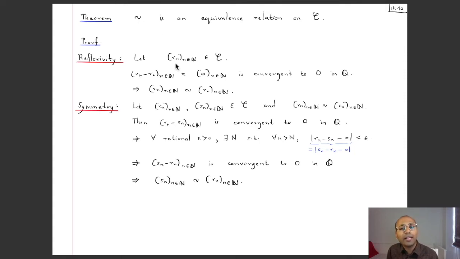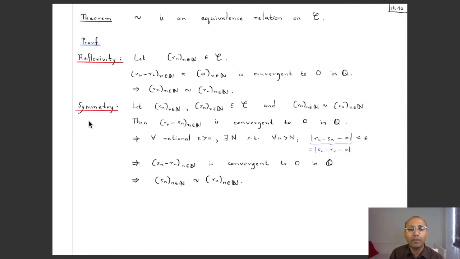Okay? But if I take the term-wise difference of this sequence with itself, then the nth term is given by Rn minus Rn, so that's 0. So you get the constant sequence 0, 0, 0, and since 0 is a rational number, we know that this is convergent to 0 in Q. So it follows that this sequence is related to itself, and so we have reflexivity for this relation. So let us now check that the relation is symmetric.